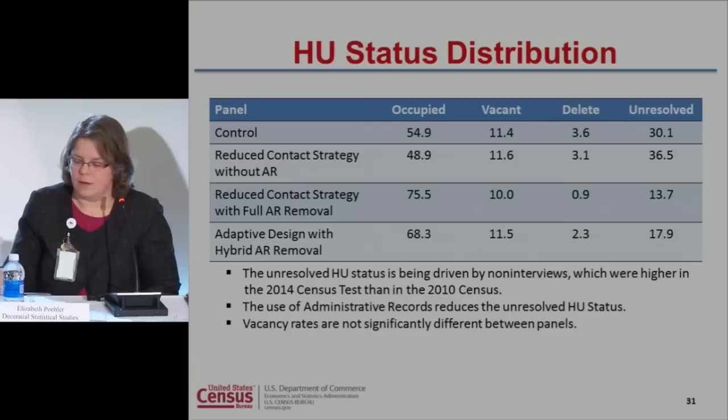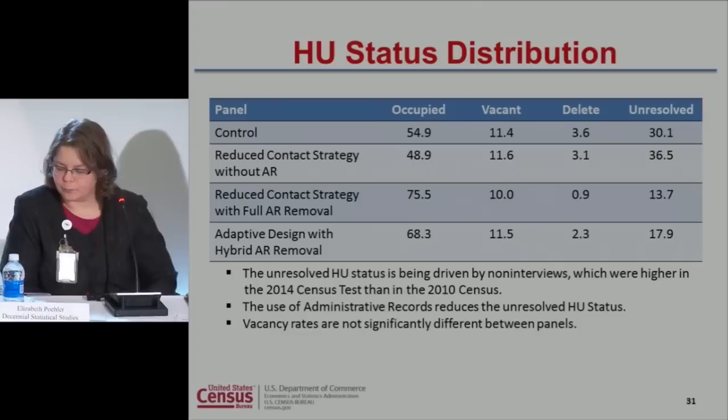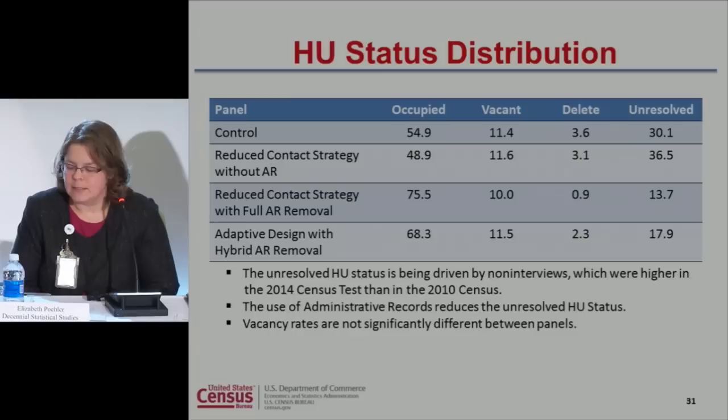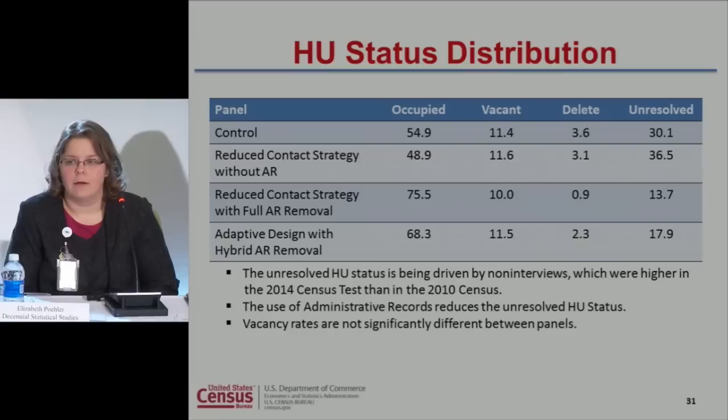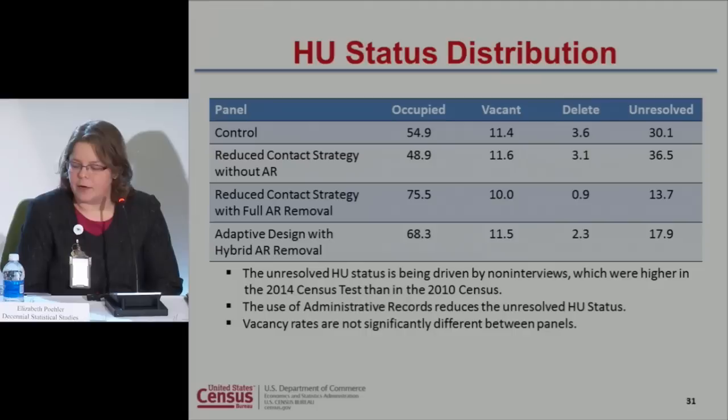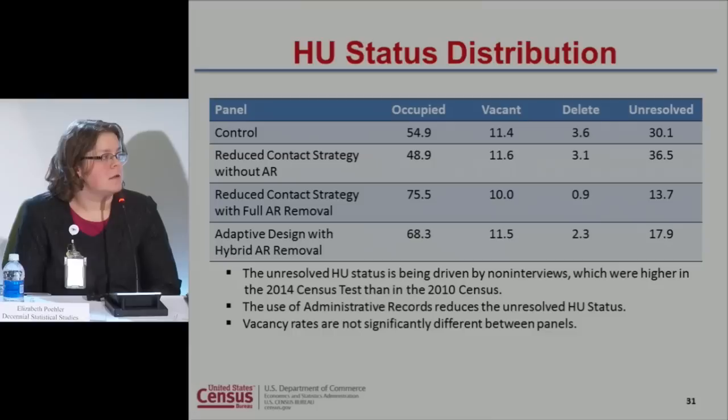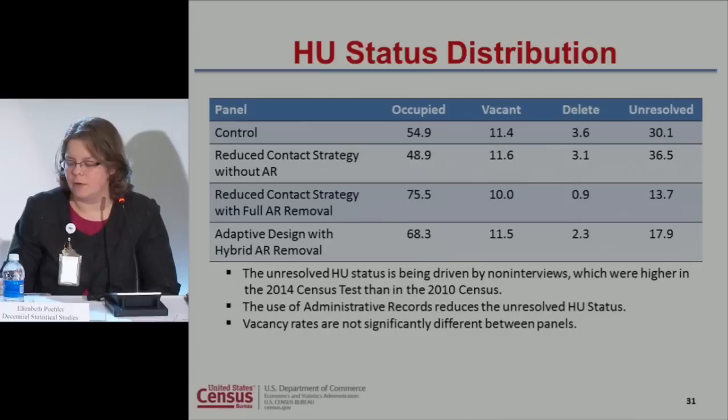Okay, and then next we looked at the housing unit status distribution. Here we see that the unresolved rate for housing unit status is high. It is primarily being driven by non-interviews, which were higher in the 2014 census test than the 2010 census. The use of administrative records reduces the unresolved housing unit status rate, and the vacancy rates are not significantly different between the panels. We plan to continue to research the non-interview and unresolved rates and to monitor this in the 2015 test.